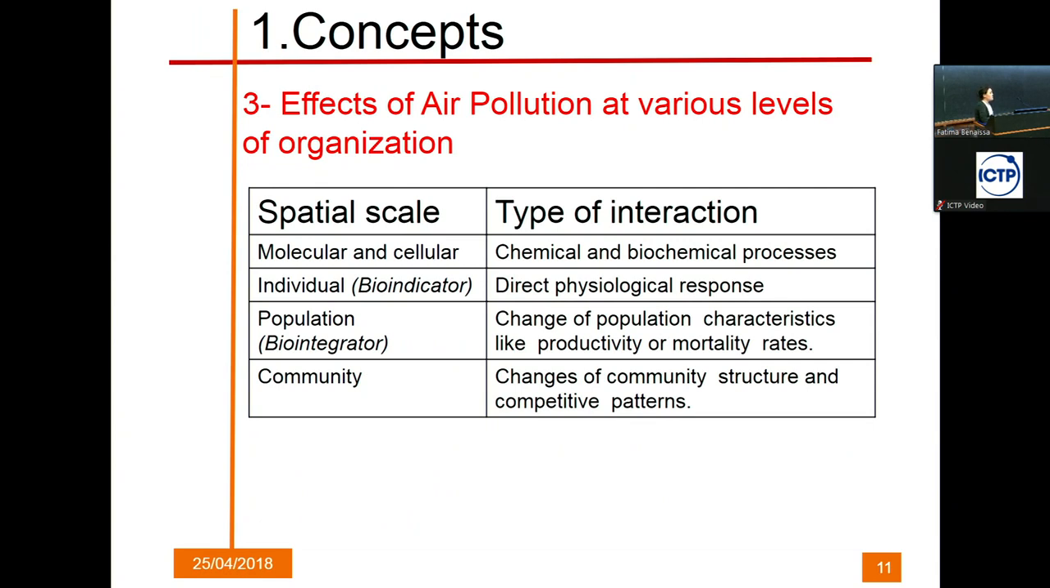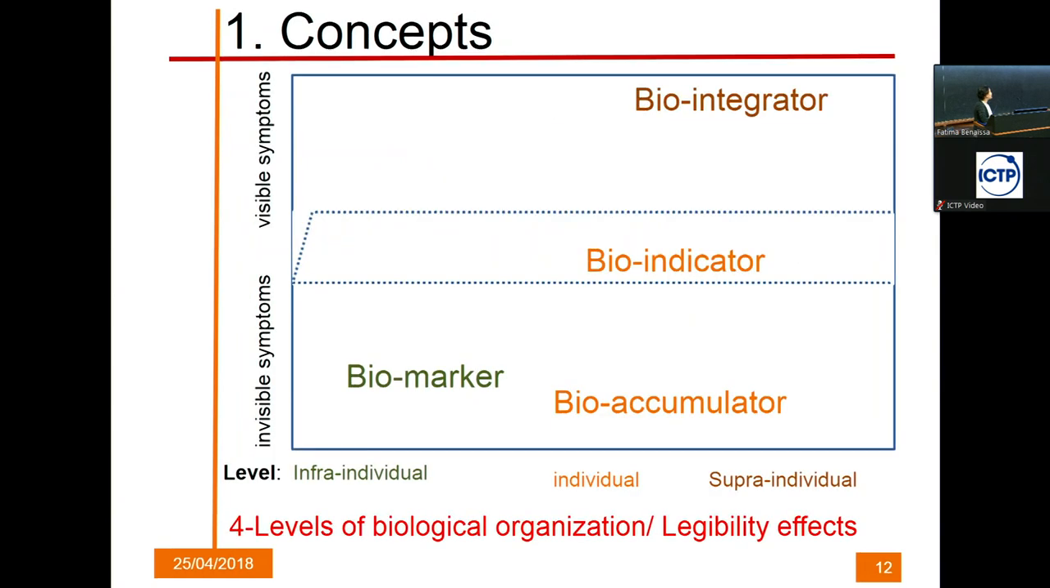Air pollution affects life at different levels, from the molecular to the community. At the molecular level, the type of interaction is chemical and biochemical processes. For the individual, the impact is a direct physiological response. And for the population and community, it's changes of structure and competitive patterns.